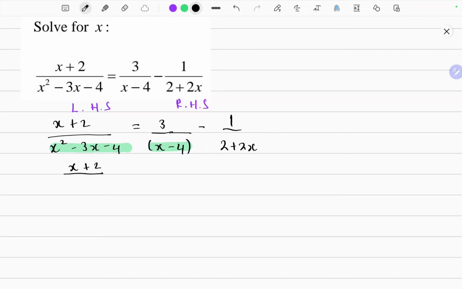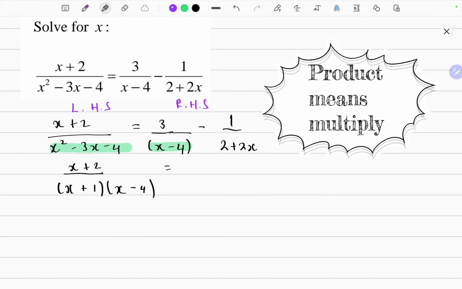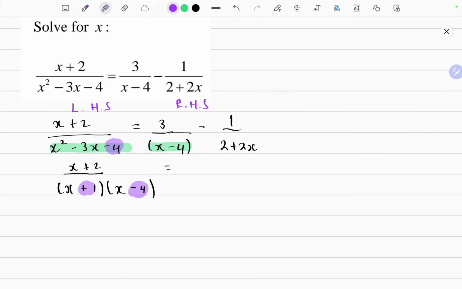Whenever we factorize quadratic expressions, we should always have two sets of brackets, or two factors, and the product of these terms should give us the last term, which is minus 4, and the sum should give us the middle term, and minus 4 plus 1 is minus 3. So those are the factors for the quadratic expression, these two.